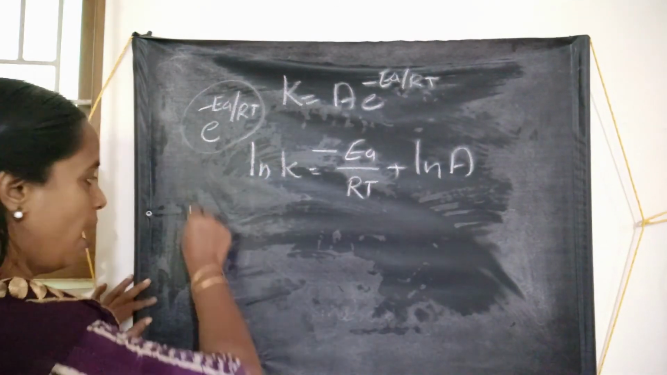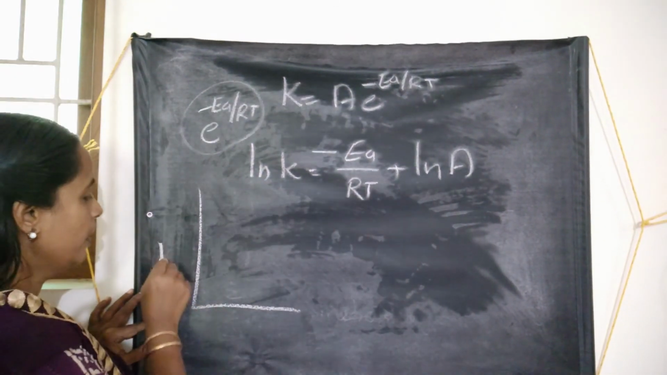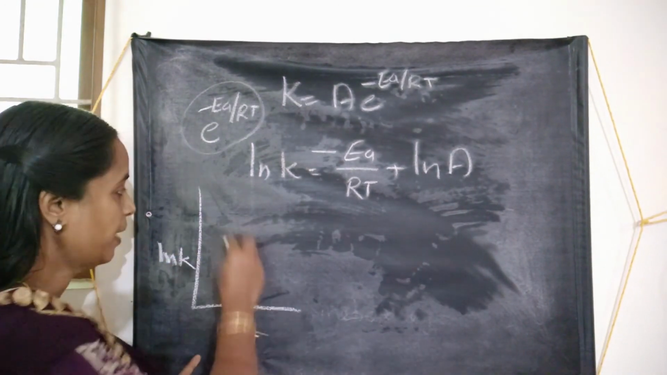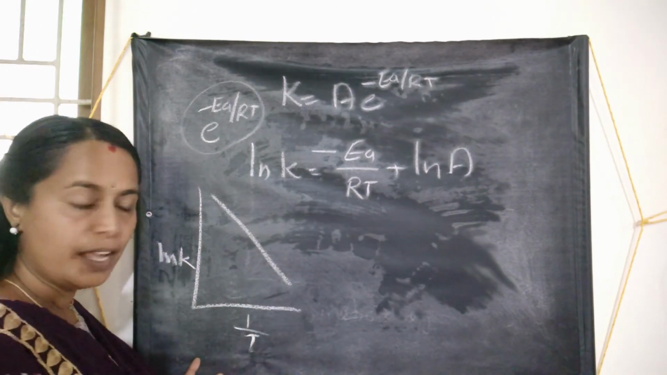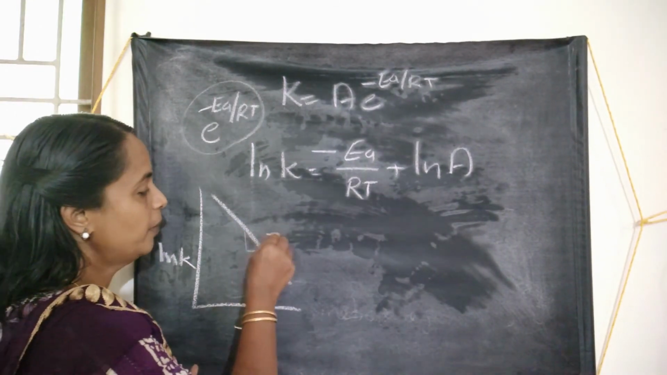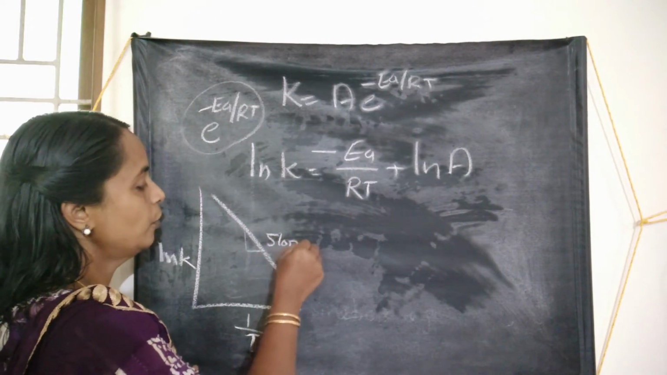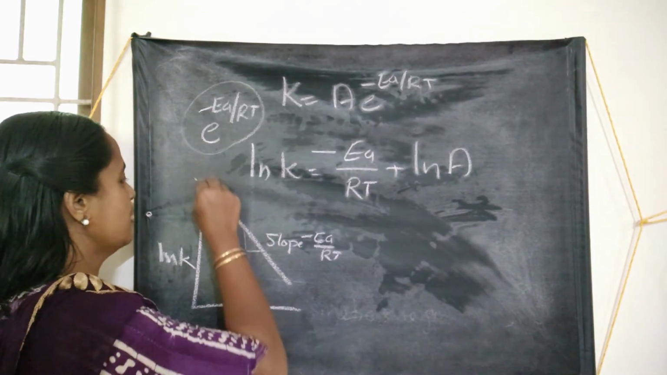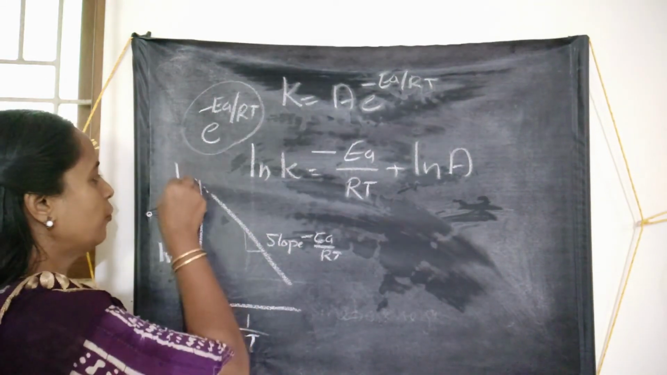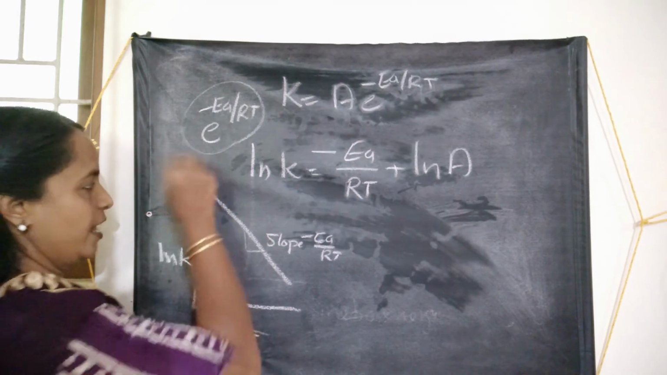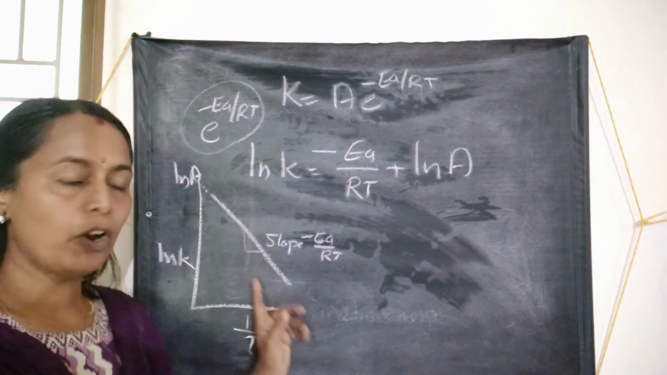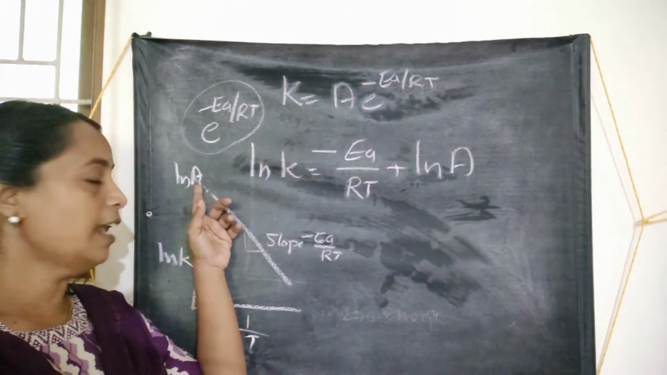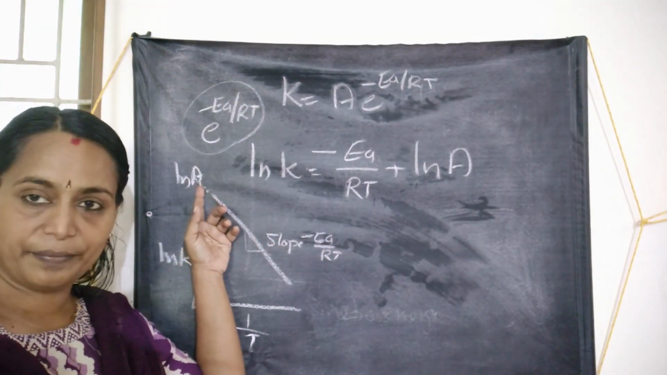And if you plot a graph of the natural log of K against 1 by T, it will be a straight line with negative slope, and the slope is equal to minus EA by R. The y-intercept value will give the natural log of A. That is, by plotting this graph, we can calculate the value of activation energy and also the value of A.